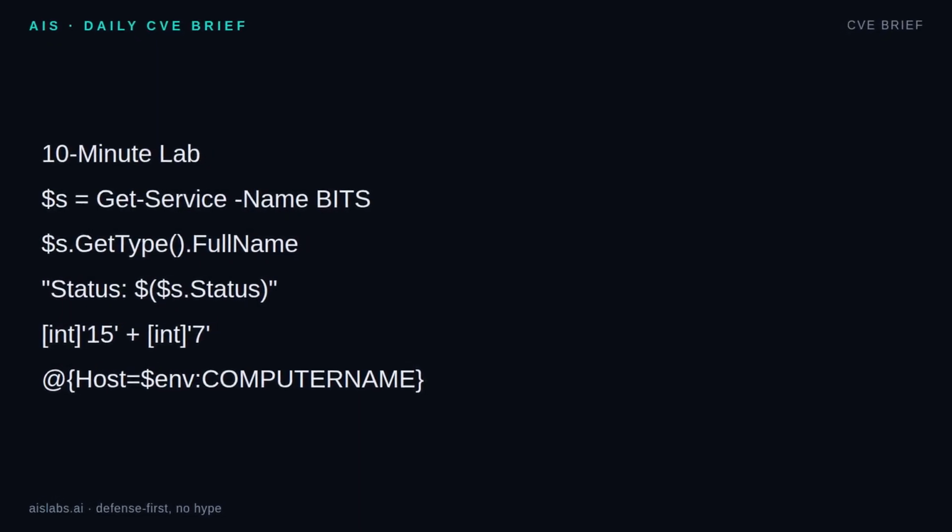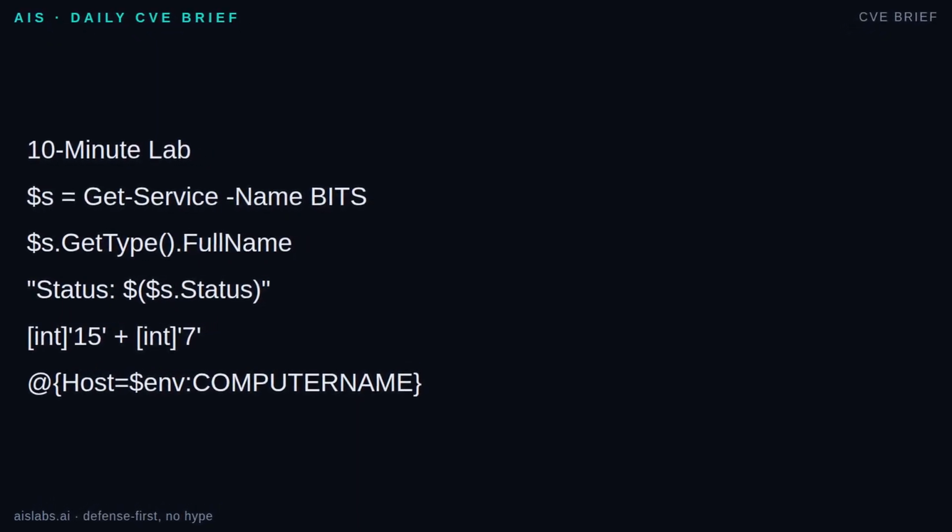Here is a safe 10-minute exercise you can run on your workstation. First, set $s = Get-Service -Name BITS, then run $s.GetType().FullName. Look at $s | Get-Member if you want the property list. Next, try 'status is $($s.Status)' with single quotes, then "status is $($s.Status)" with double quotes, and see the difference. Now try '15' + '7', then [int]'15' + [int]'7'. Finally, create $bag as [pscustomobject]@{Host=$env:ComputerName; Checked=Get-Date; Service=$s}, and inspect $bag. No changes, no production risk.